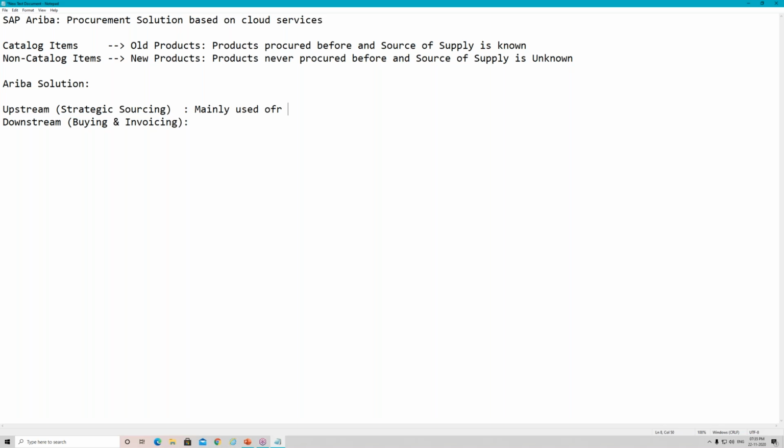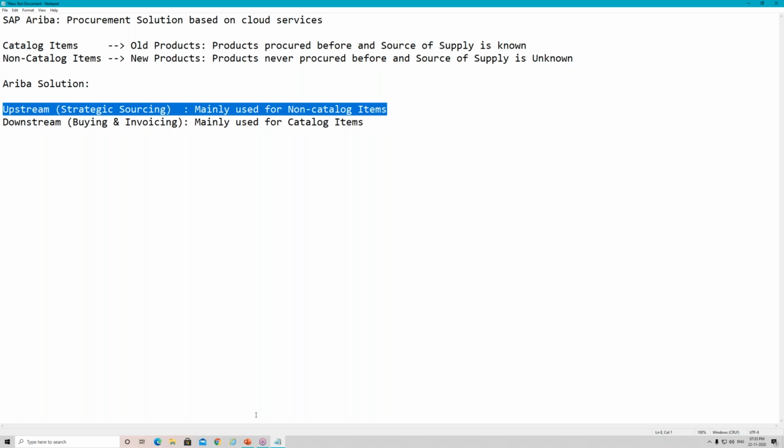Mainly. I am not saying "all the time," guys, I'm saying "mainly." Upstream is mainly used for what? So all of you will say upstream is mainly used for non-catalog items. Okay, what does it mean, Manoj? In a very simple way, the answer is pretty simple. The answer is not so tough.